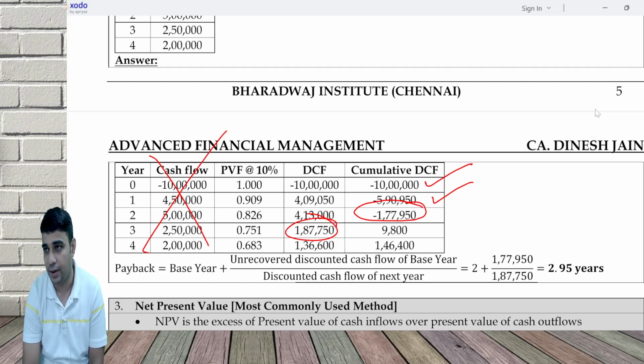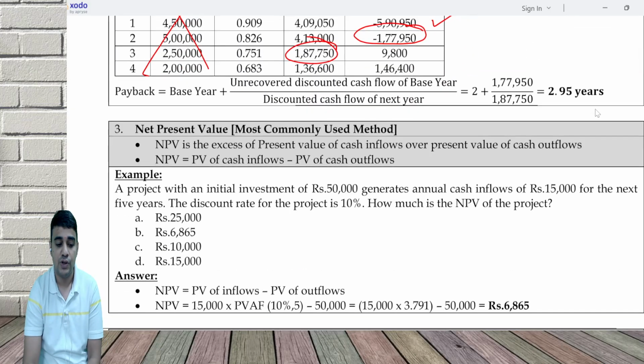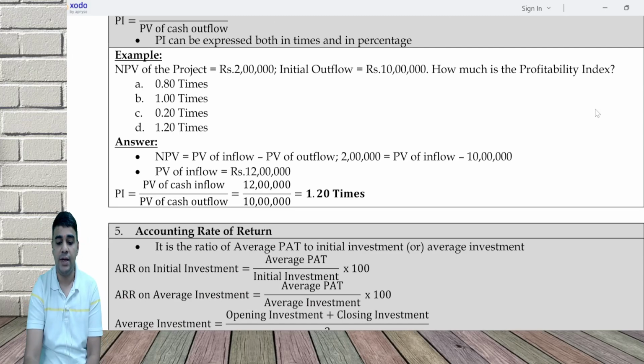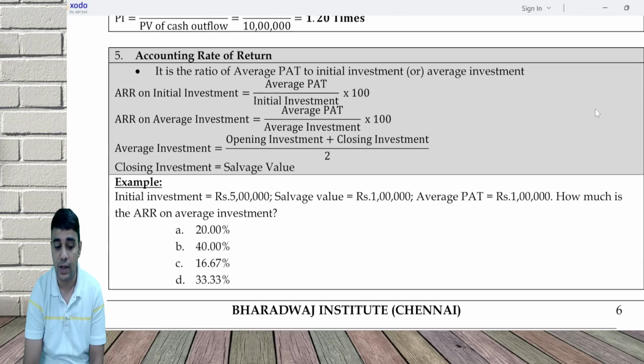How will you take your closing investment? Closing is equal to scrap value. If scrap value is not given, closing is equal to 0. So average is opening plus closing by 2. Opening is equal to what you invest. Closing is equal to salvage value, which can be 0.